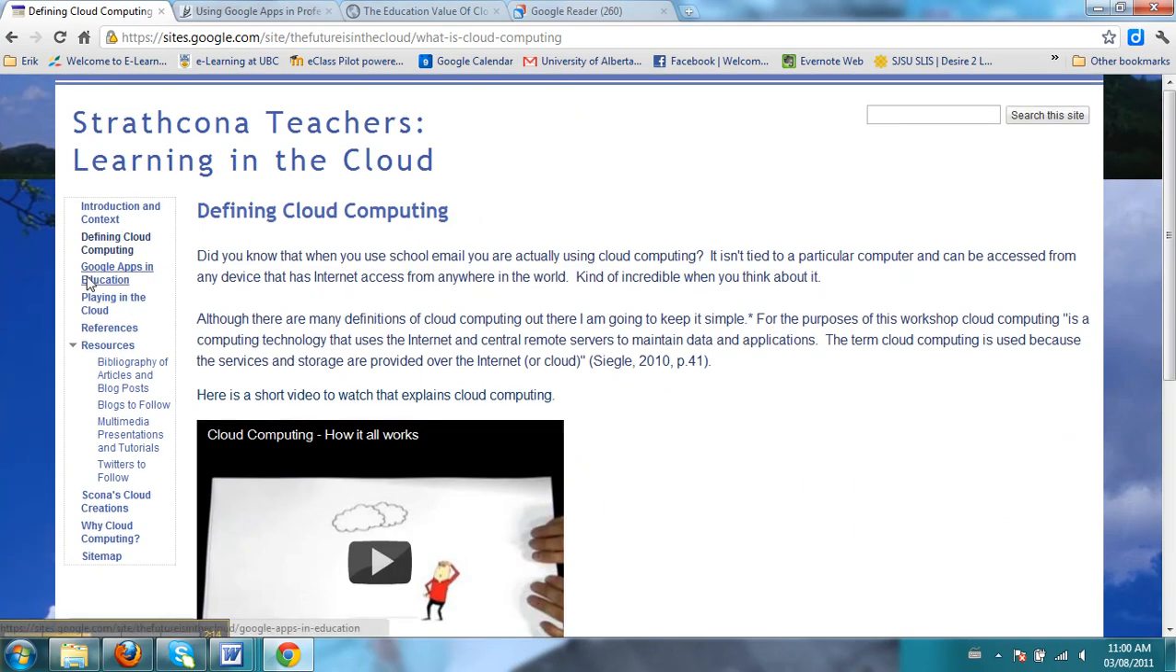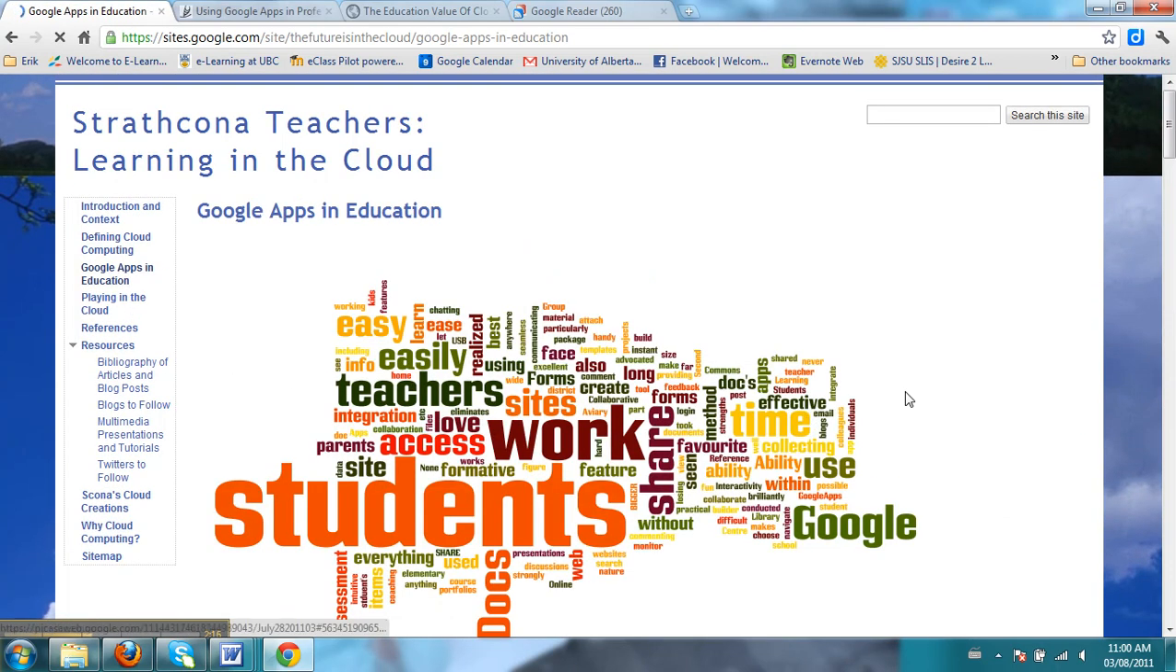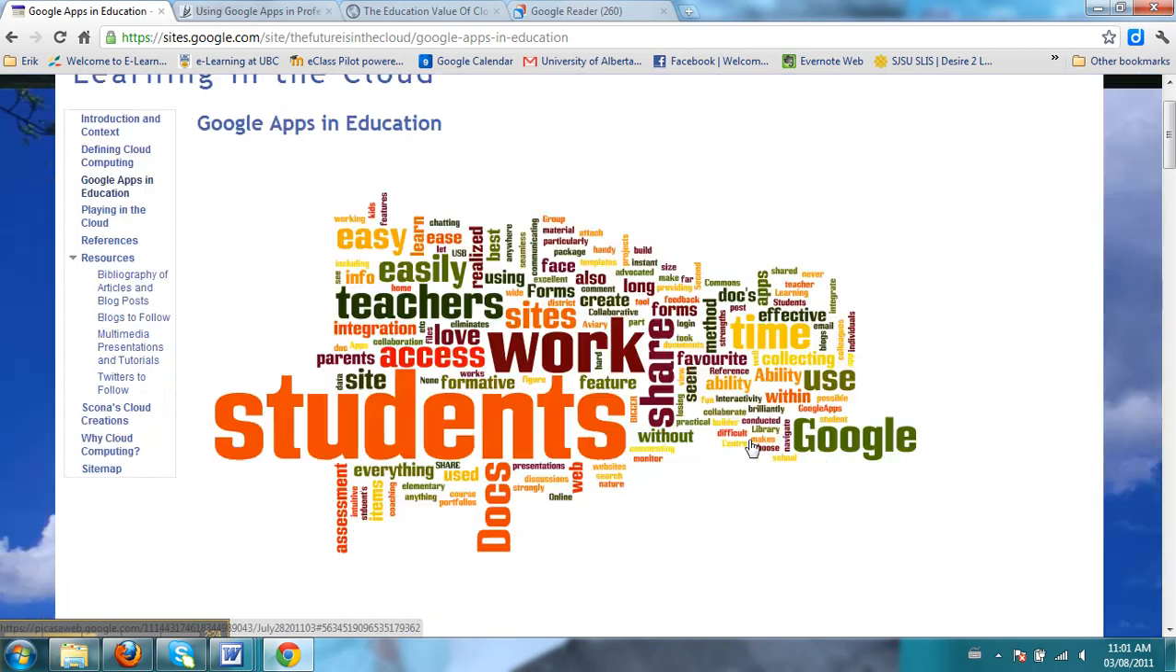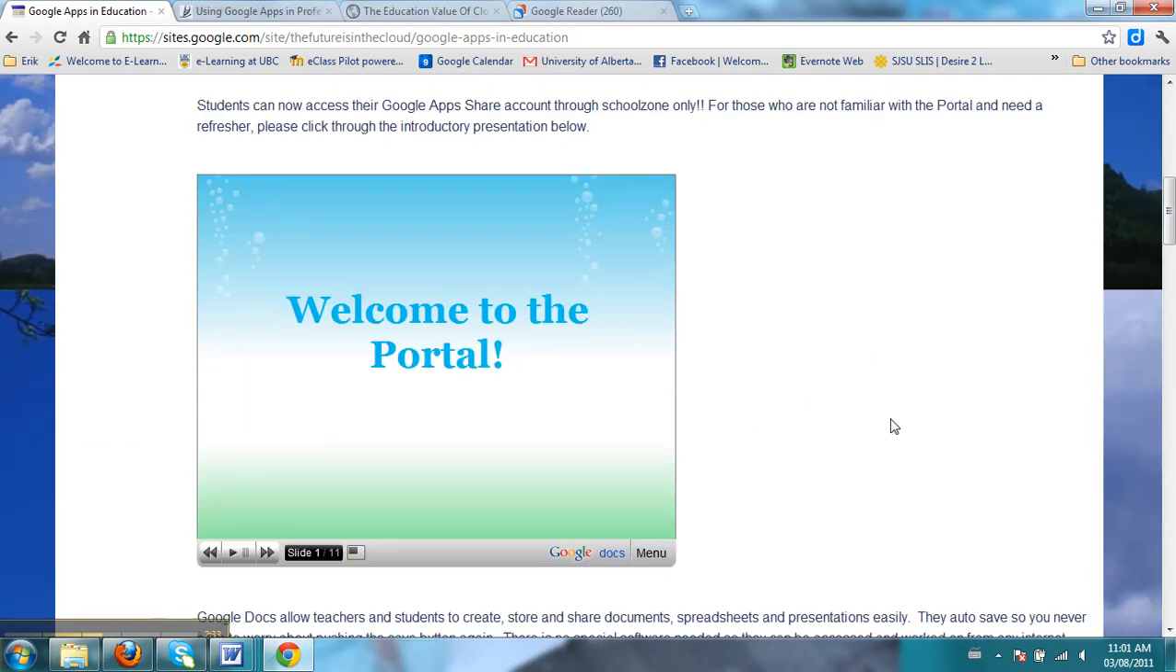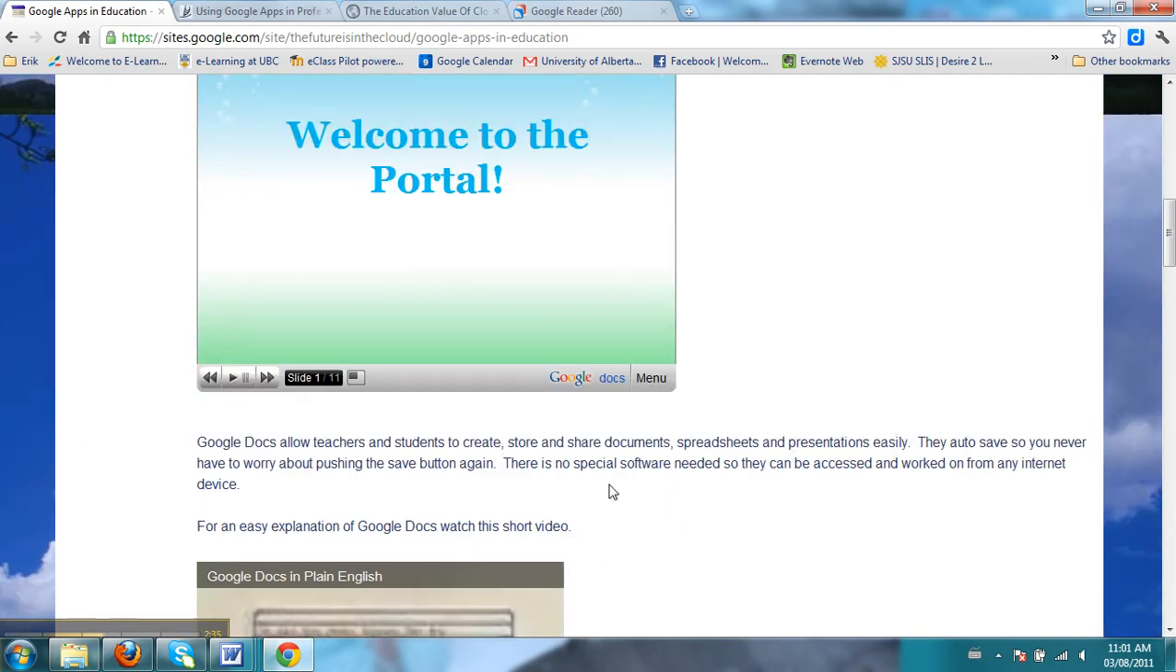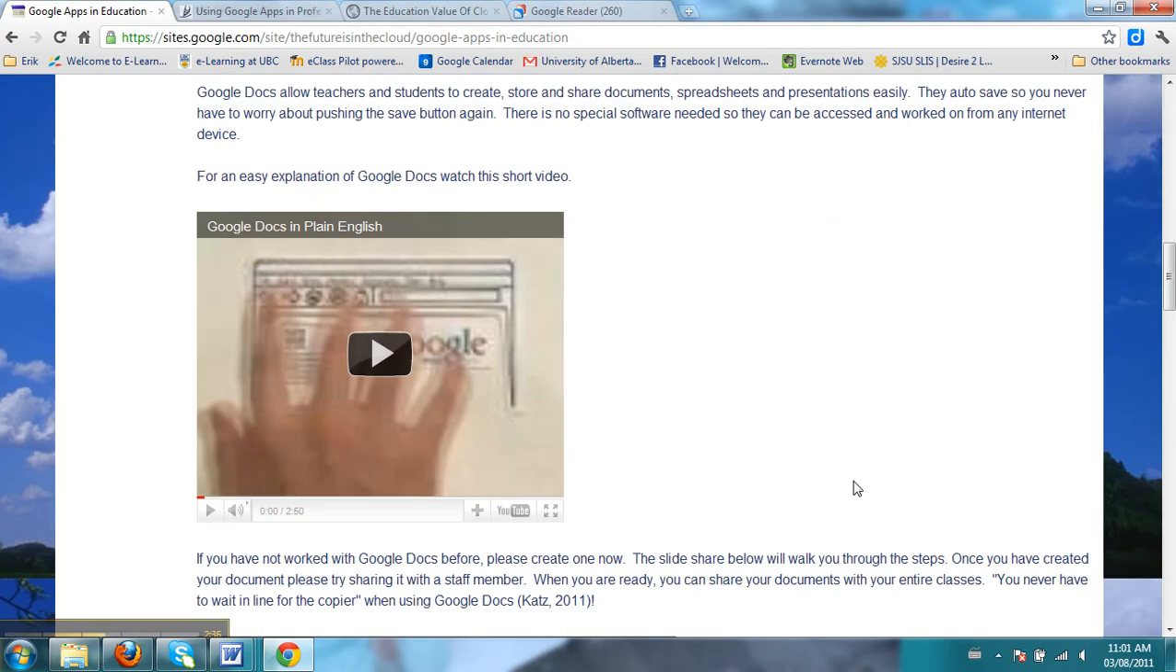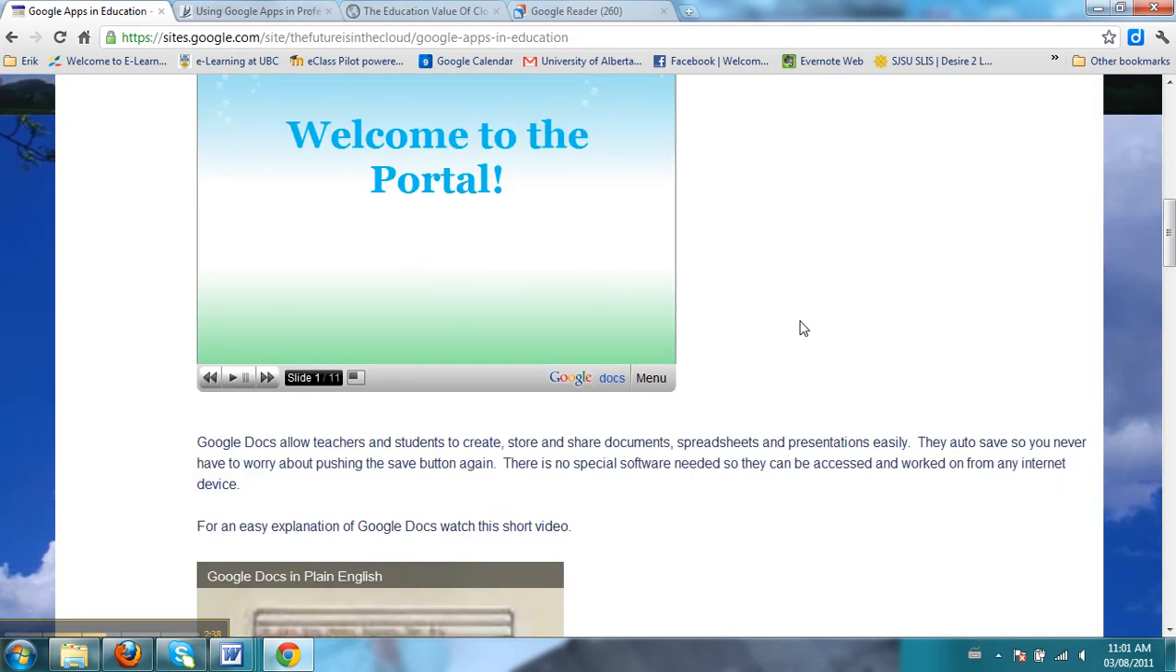So moving along, this page on using Google Apps in education was great because I think this is the one that most people, even if they haven't used it themselves, are most familiar with. And introducing that with a Wordle is a really good idea because that's, again, another example of a cloud computing tool that some people maybe aren't familiar with. I loved your inclusion of the videos and the tutorials.